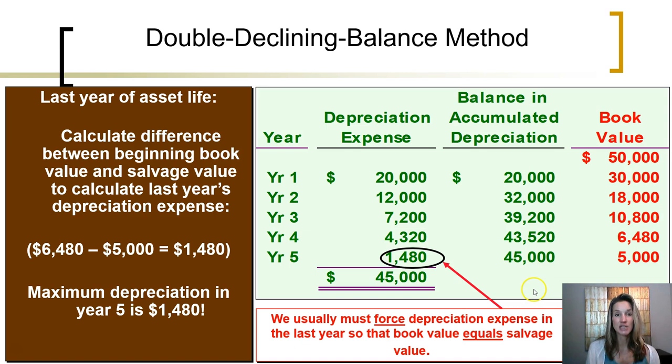This is the only trick to the declining balance method. We need to watch the last year of the asset's life. Don't use the formula. Just look at the current beginning of the year book value and compare it to the desired ending of the year book value. And the difference will be depreciation expense.